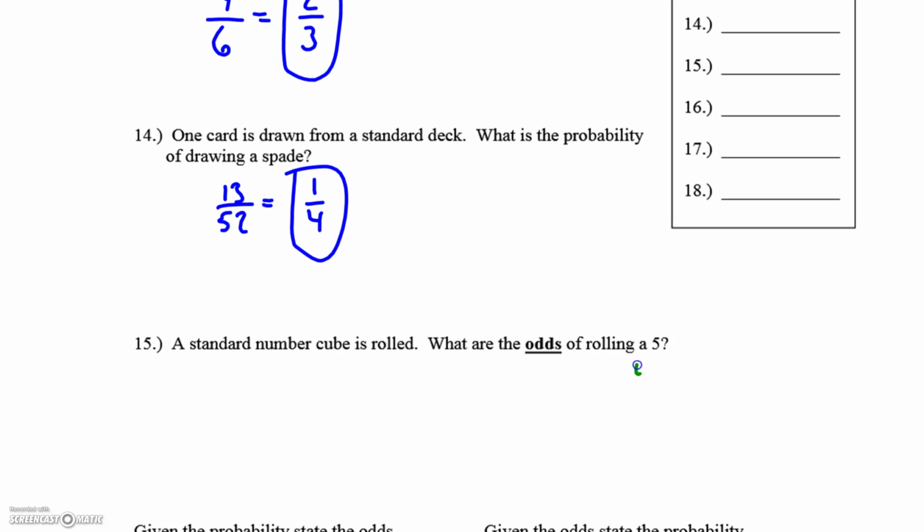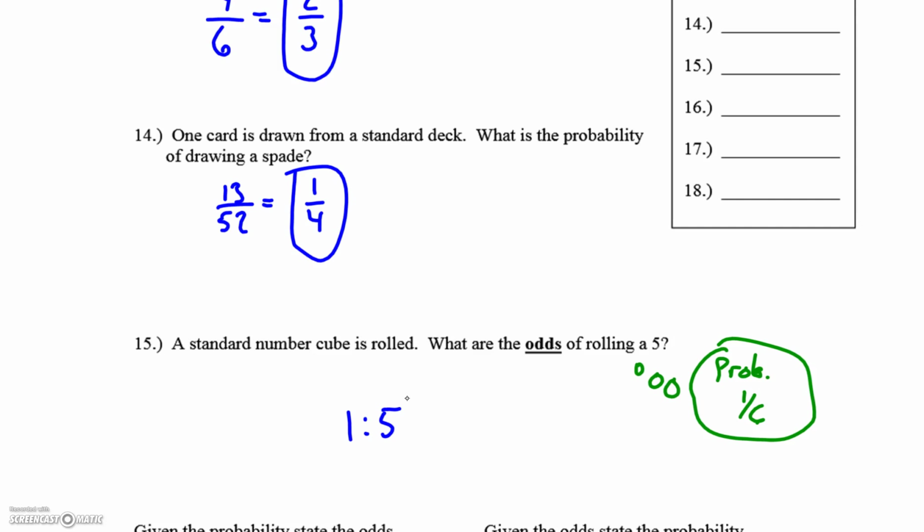So again, probability of rolling a 5. Let's think about that for a second. The probability would be 1 out of 6, okay, because there's one 5 out of 6 total. But odds, remember, instead of favorable over total, it's favorable versus unfavorable. So there's one favorable option. It's one way of getting a 5, but there are 5 other ways of not getting a 5, so 5 unfavorable options. So it's 1 to 5, okay?